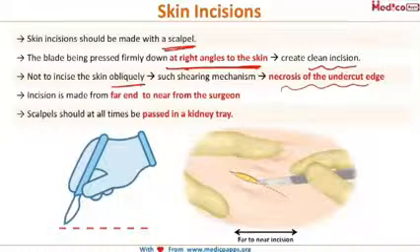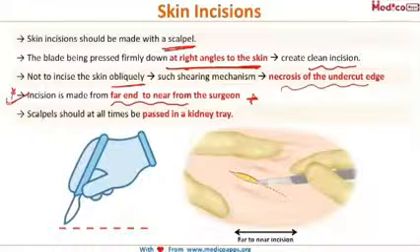Now, after that, a very important point you need to remember is that the incision is always made from the far end to the near end from the surgeon. Which means if you are a righty, you will start the incision from the left side to the right side, and if you are a lefty, you will start the incision from the right side to the left side of yours, which automatically means that you will start from the far end to the near end. So do remember this point.